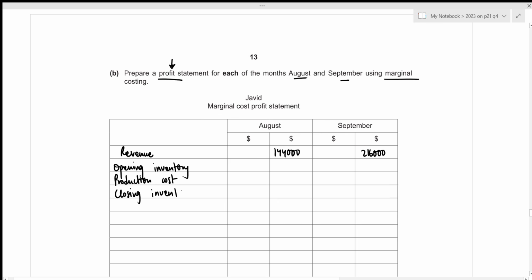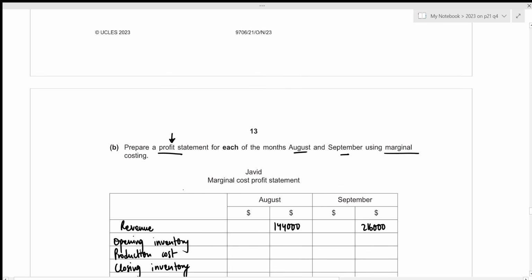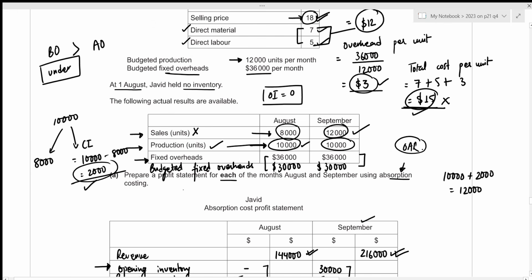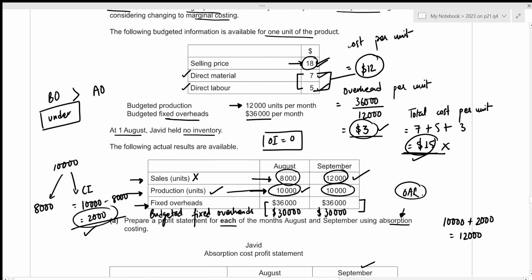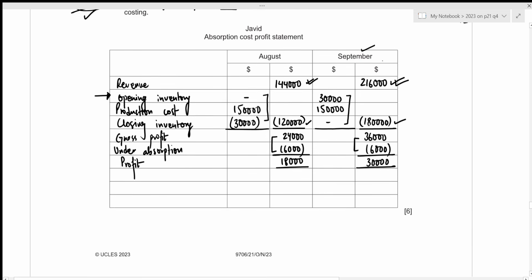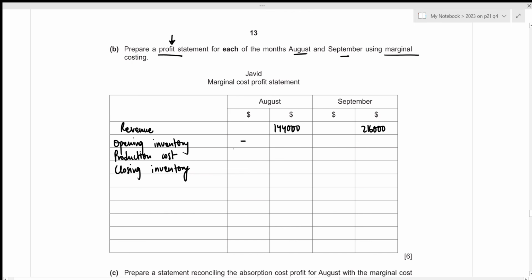And we've already calculated the units of closing inventory and the units of opening inventory, right? And the units of production is given in this case. So we don't have to do that. We just need to calculate its value by multiplying it to the cost per unit for marginal costing, which is 12. So for the opening inventory for the month of August, it was given to be 0, which means that it will be 0 in this case as well. Then the total units produced was 10,000. So the cost of production of 10,000 units, and we're only including the direct cost, is just going to be 10,000 times 12, which is 120,000. Let's write it down. So opening inventory will be 0. We have 120,000 as our production cost.